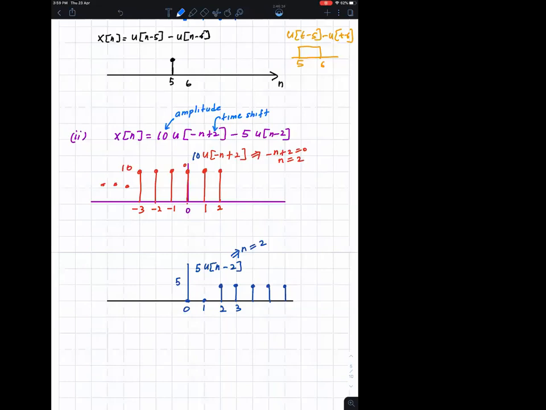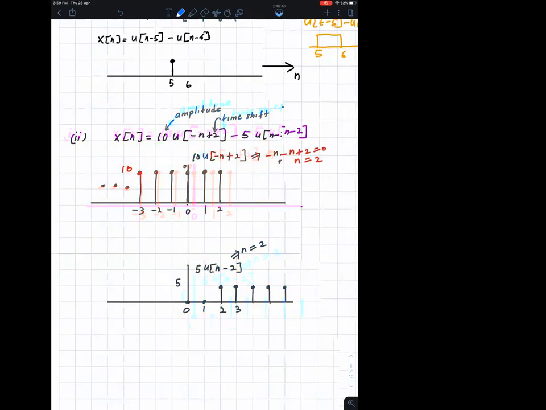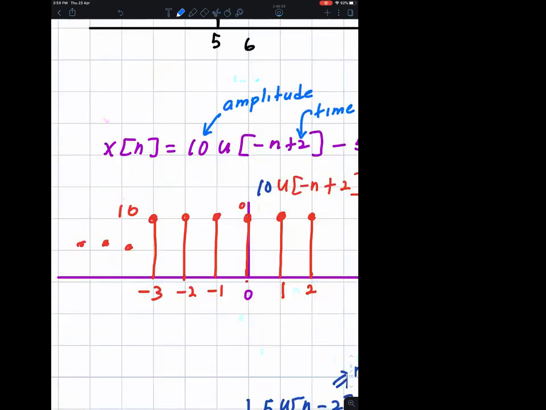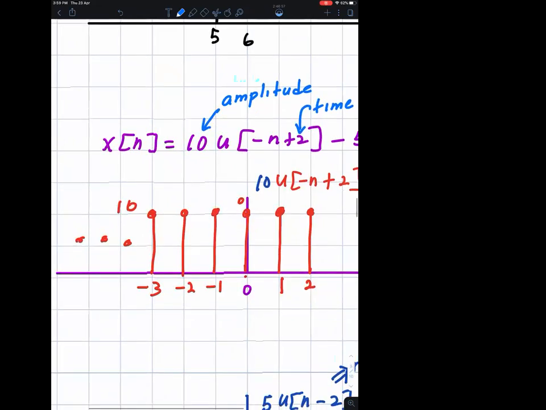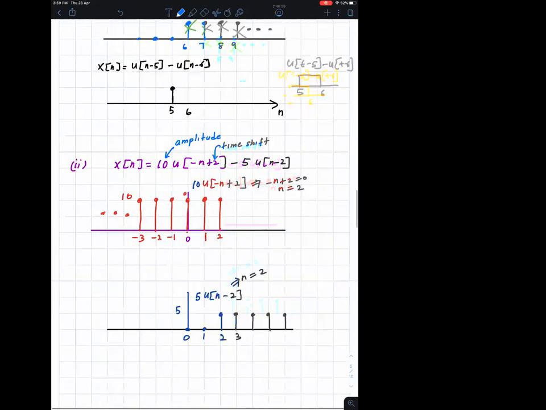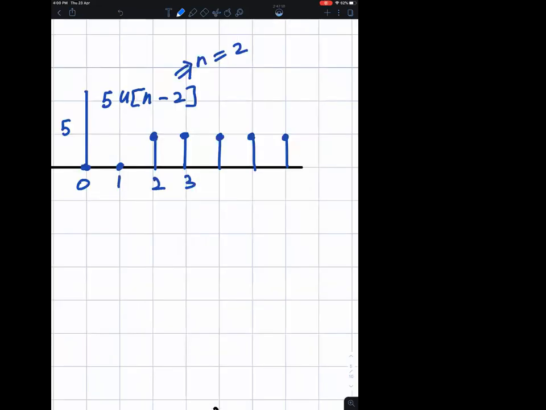Then how does the amplitude affect this case? Right now this amplitude is 10, isn't it? It's how tall the signal is going to be. In this case the signal amplitude is 5, so the vertical height of the signal is 5. That's the strength of the signal.